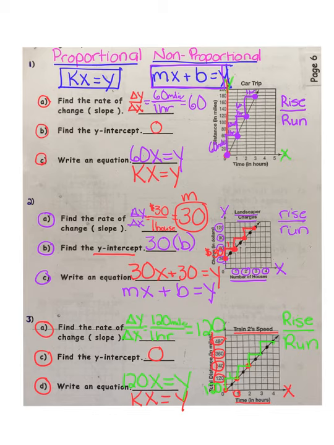You should have gotten a slope or rate of change of 120 miles per every 1 hour, and when you divide, you get 120. Your equation, 120 times x, x being every hour, 120 times x equals y, the total distance. This concludes page 6A. Please continue on with 6B.